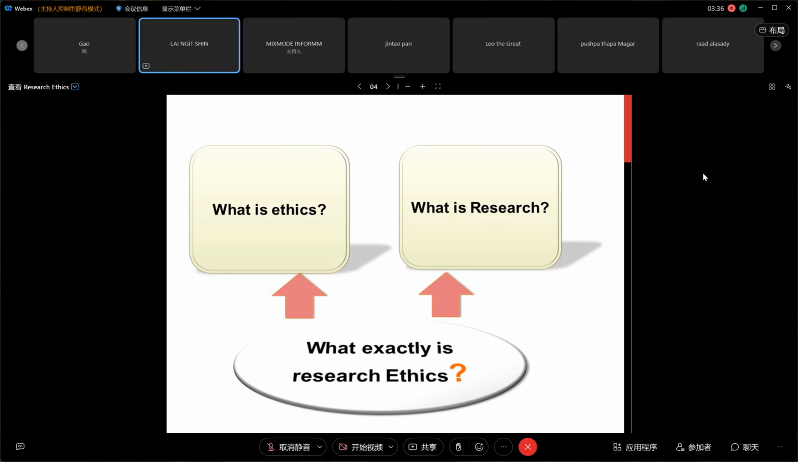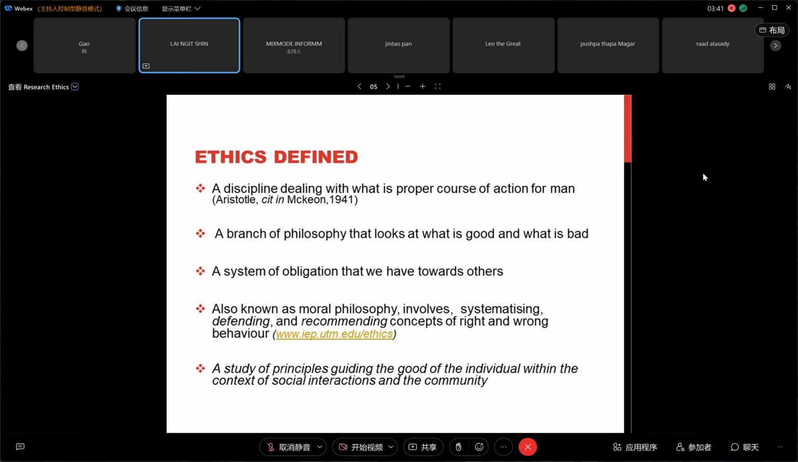So what is ethics? What is research? What exactly is called research ethics? Ethics is defined as the discipline dealing with the proper course of action for men, what should be done, the correct way. It is the branch of philosophy that looks at what is good and what is bad. Sometimes people define one as good or one as bad, and maybe in some parts there is a gray area. The gray area should be clearly defined, because here you should really know what is good, and what you shouldn't do is considered bad.